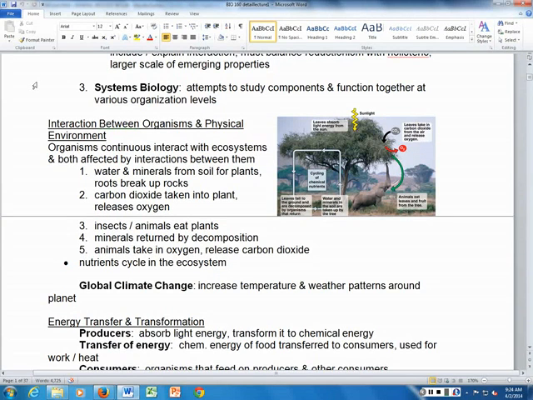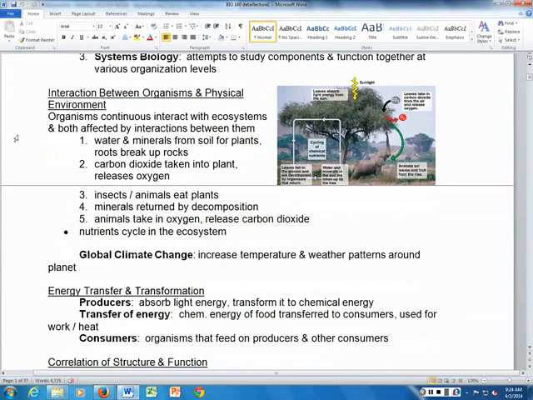So organisms are going to interact with their physical environment or their ecosystem, and their ecosystem is actually going to be affected by the organisms in there. So with plants, water and minerals are going to form in the soil for the plants to eat, but the plants also help to break up the rocks in there with their roots to put more minerals back into the soil. So it's a mutual relationship there.